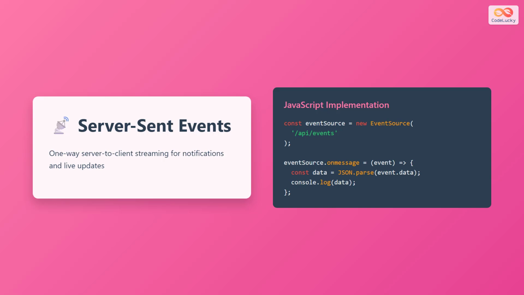Lastly, we have server-sent events, or SSE. Server-sent events enable one-way, server-to-client communication for notifications and live updates. SSE is built on top of HTTP and is simpler to implement than WebSockets for scenarios where only server-to-client data flow is required. This JavaScript example demonstrates how to create a new event source and listen for incoming messages. The onMessage handler parses the JSON data received from the server and logs it to the console.